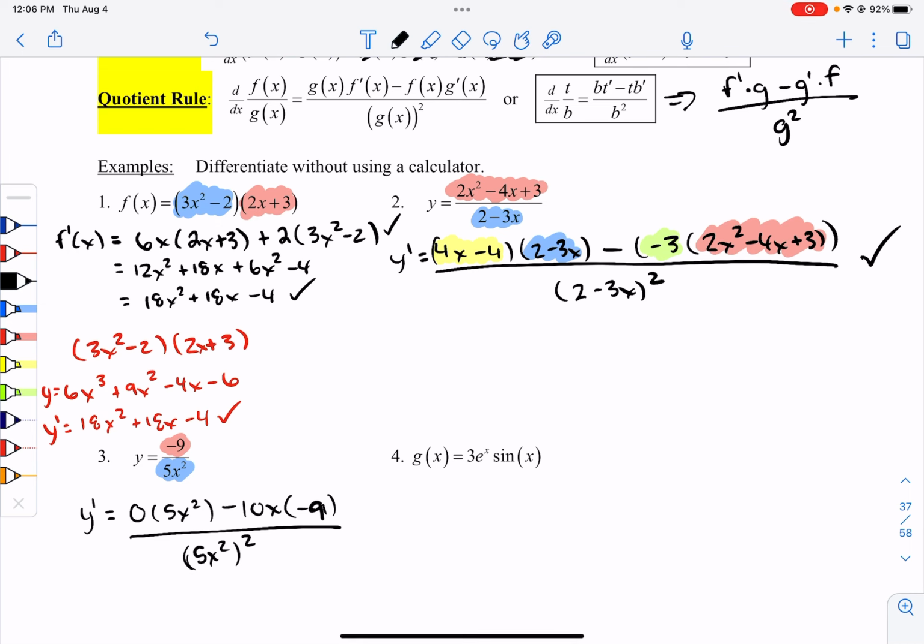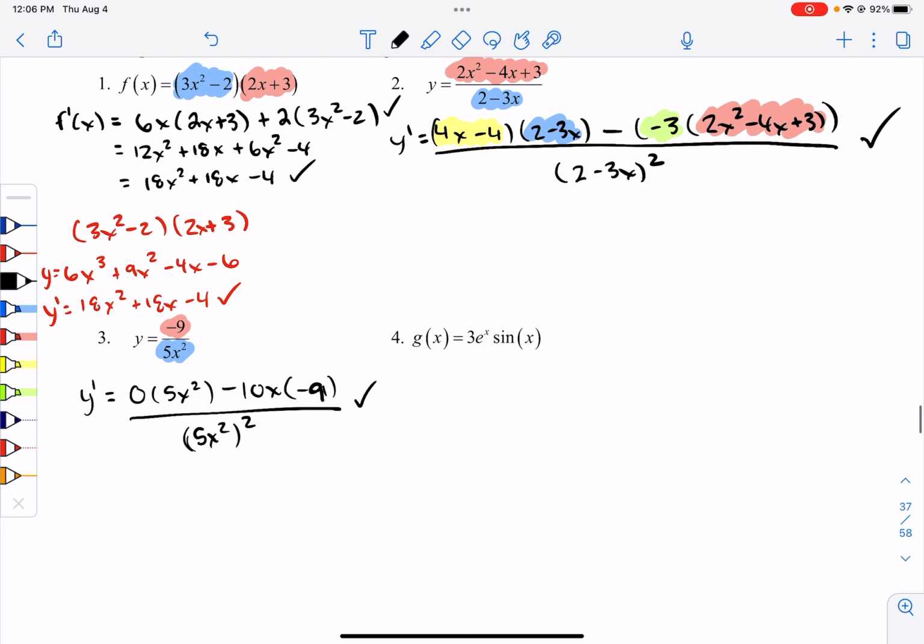So again, if this was the free response, I would stop right there. If it's multiple choice, this one's not as messy because 0 times anything goes away. The second part, negative 10x times negative 9, that becomes 90x. On the bottom, you have what? 25x cubed. So that simplifies to, let's see, the x's are going to go away.